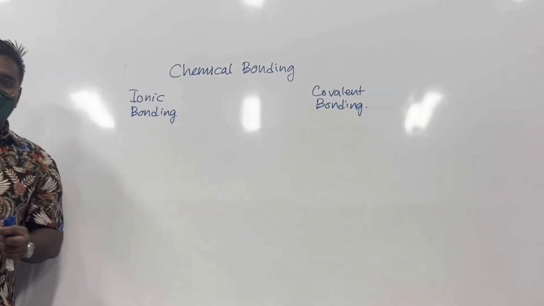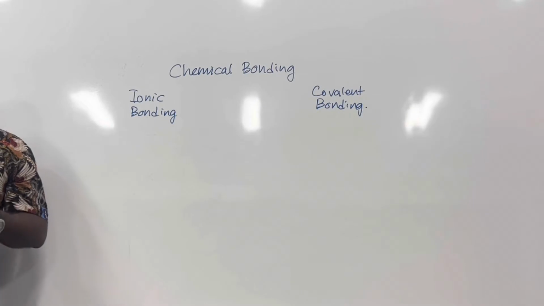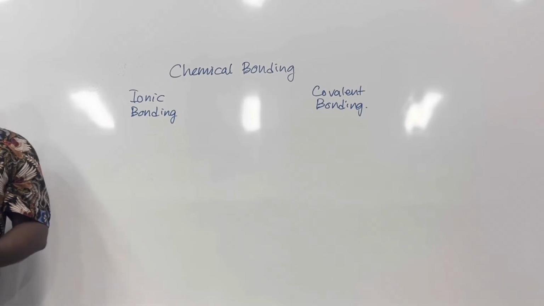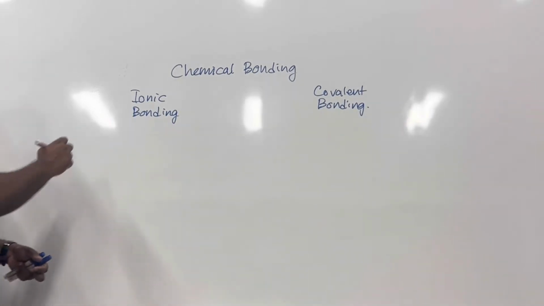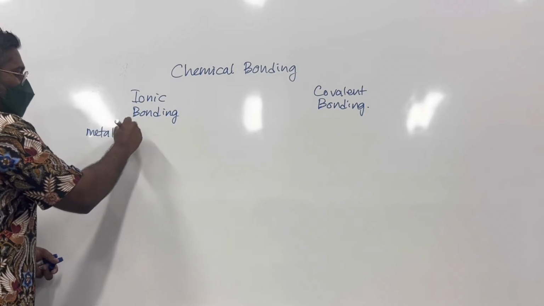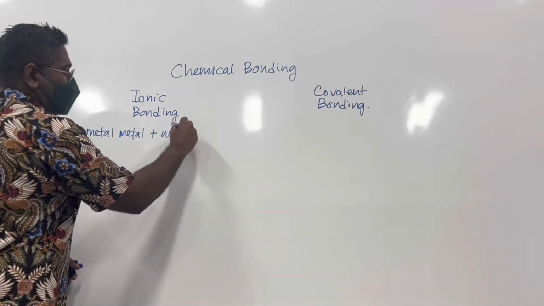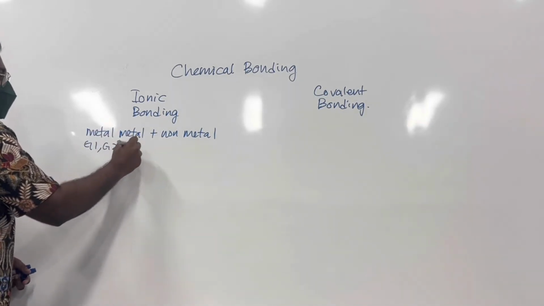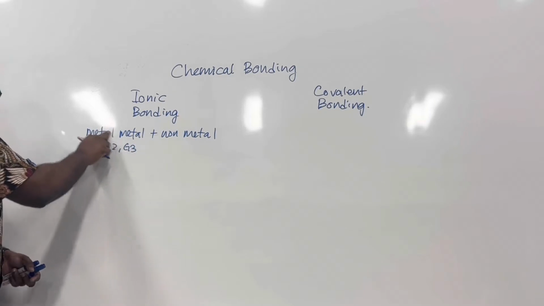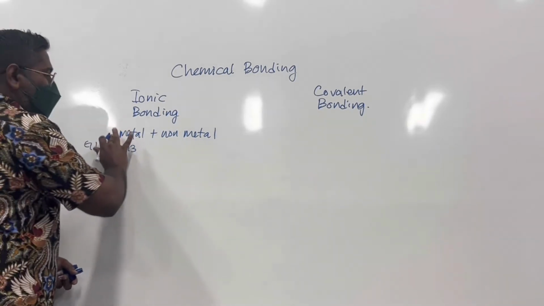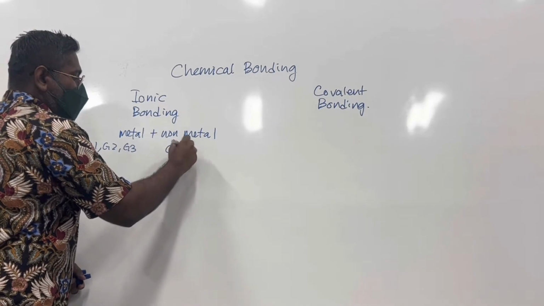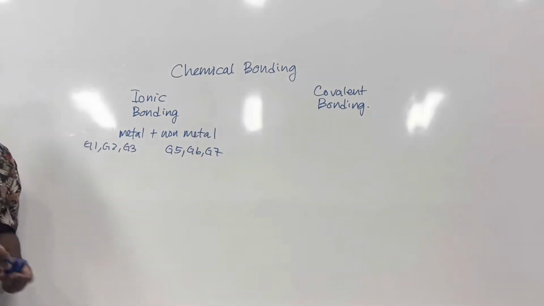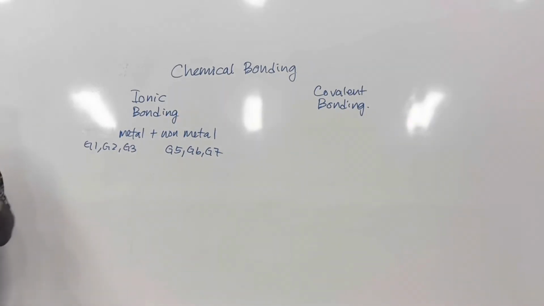Now, for ionic bonding, we need to know that ionic bonding happens between metal and non-metal. For example, group 1, group 2, and group 3 are metals. Non-metals are going to be group 5, group 6, and group 7. Between metal and non-metal, we are going to have ionic bonding.